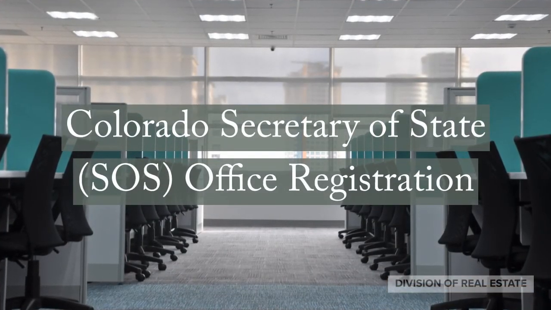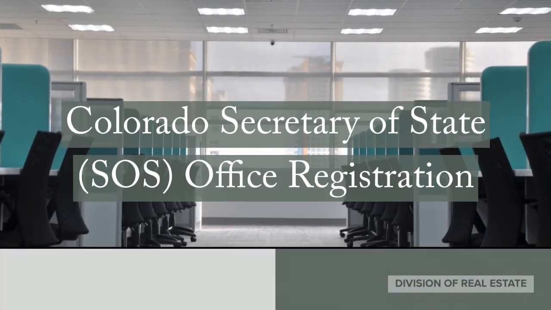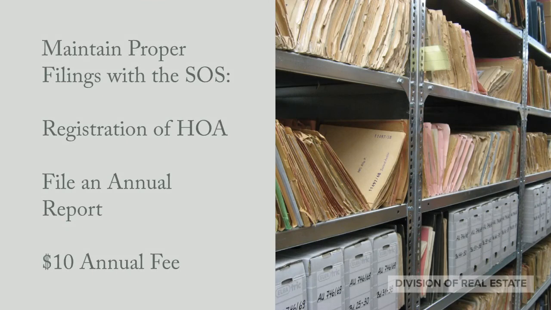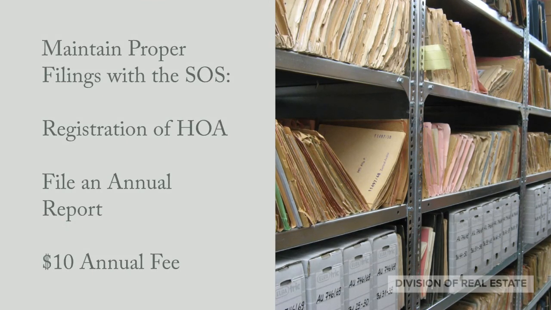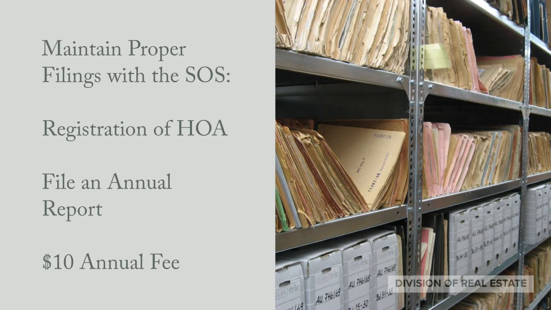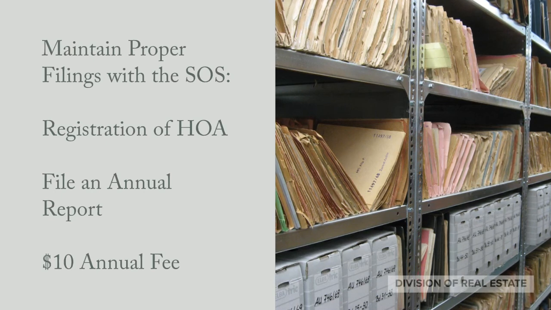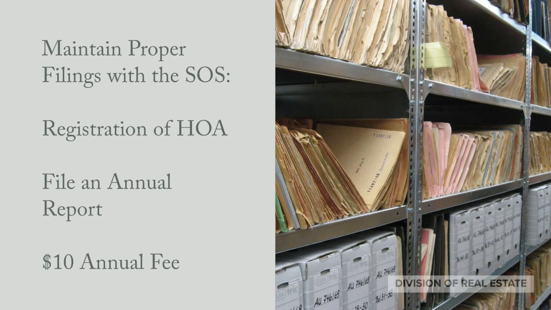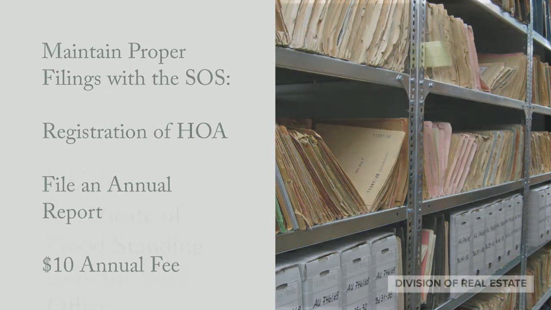An association also must register with the Colorado Secretary of State's office. An HOA entity must maintain proper filings with the Colorado Secretary of State's office. An HOA corporation is established with a registration of the corporation, usually as a nonprofit corporation, and thereafter files an annual periodic report paying the $10 annual filing fee.